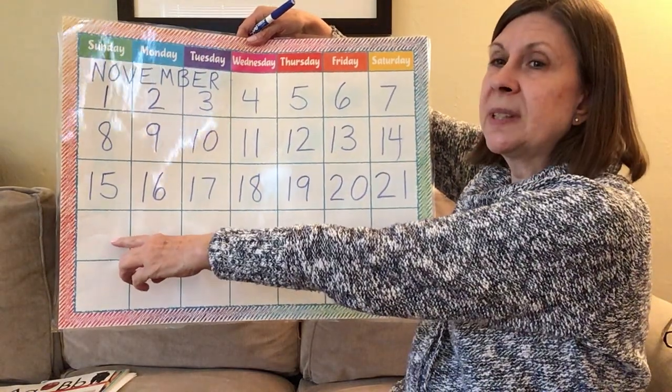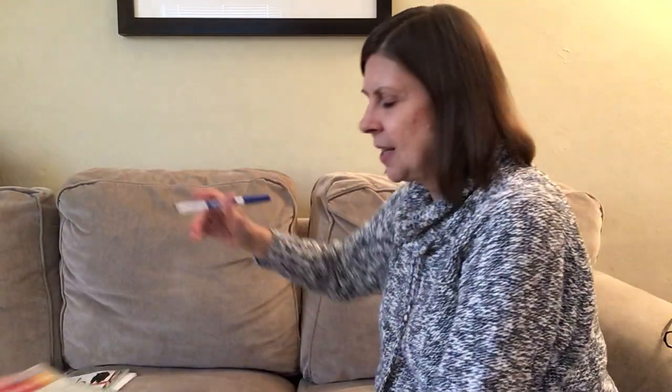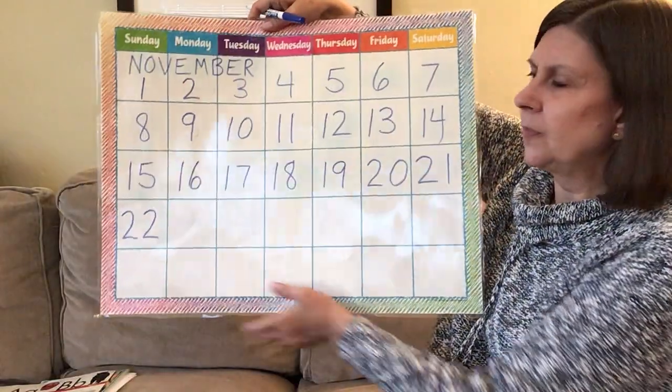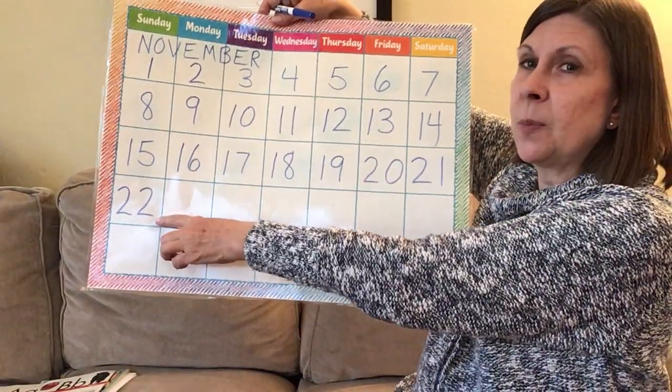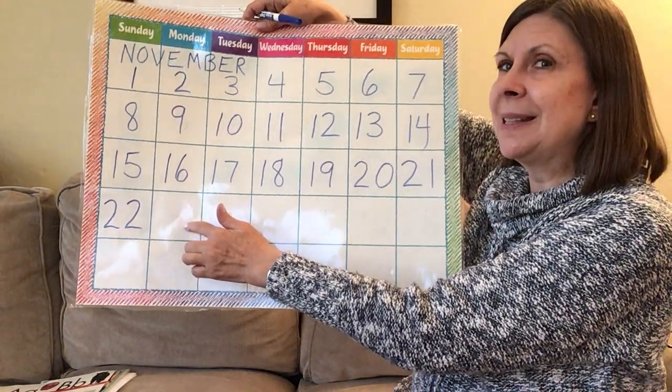And then our next day was Sunday, yesterday. And that one is 22. So for 22, I need to make a 2 and a 2 right next to it. There's Sunday, November 22. And today is Monday, November 23.